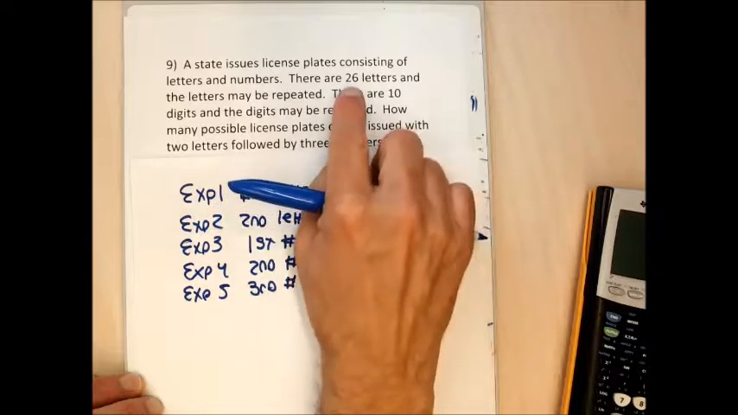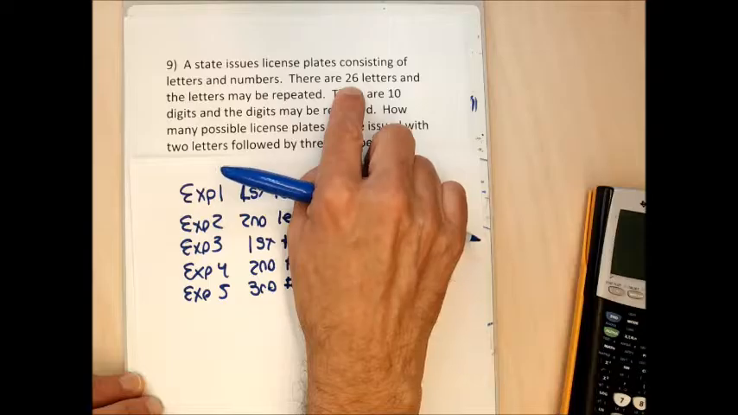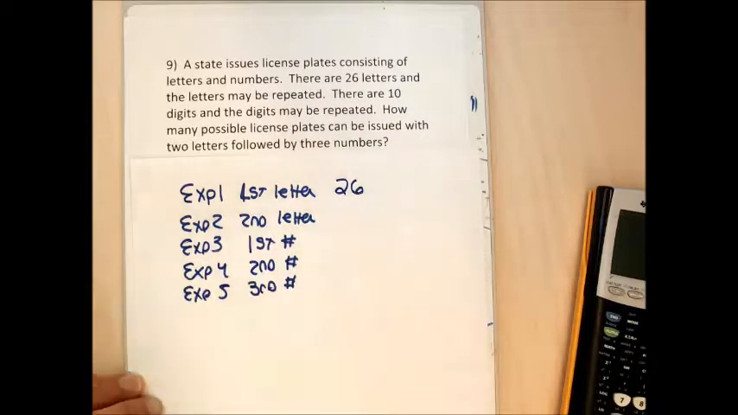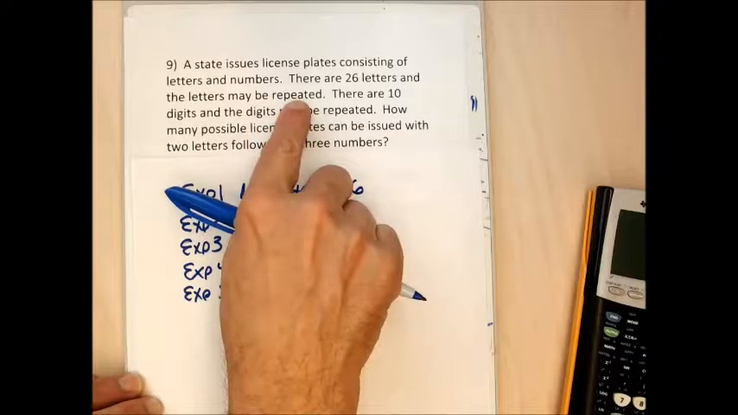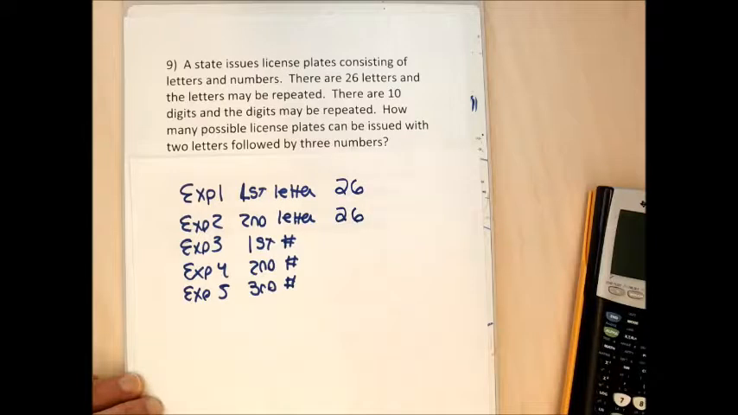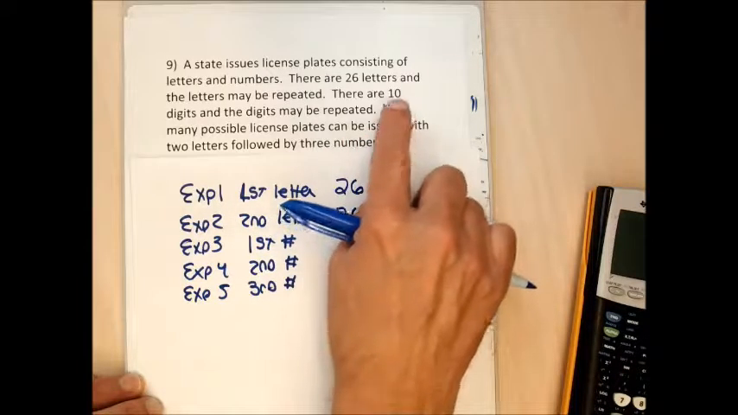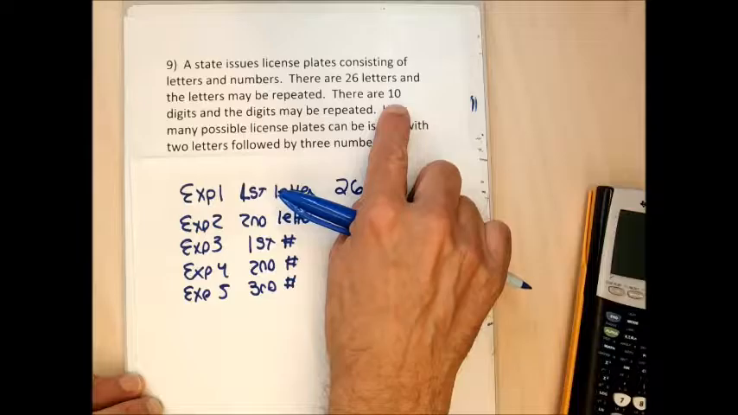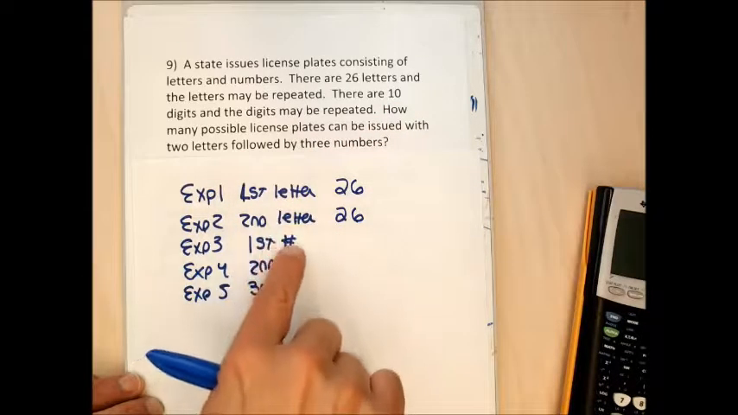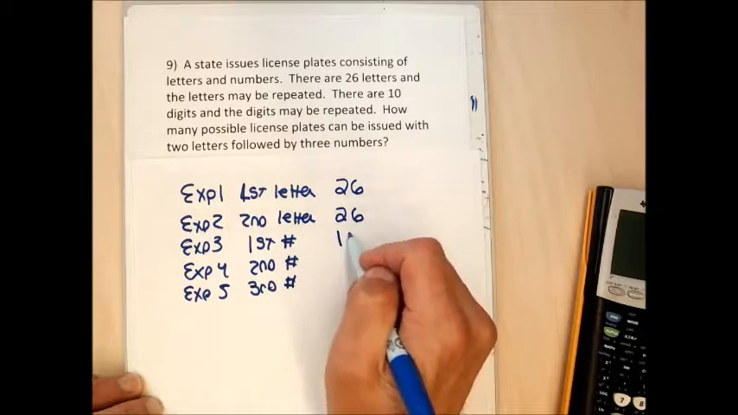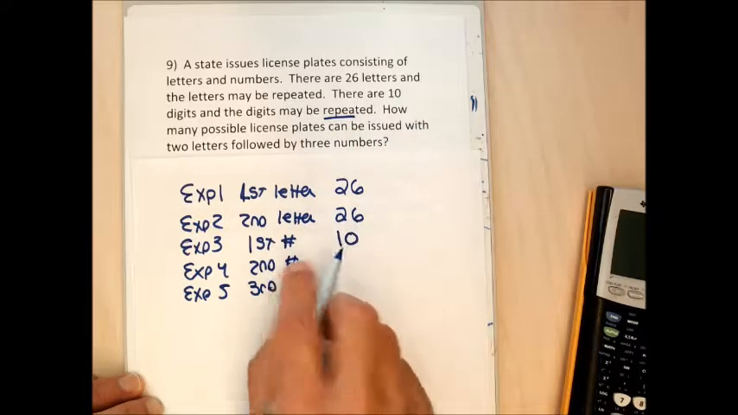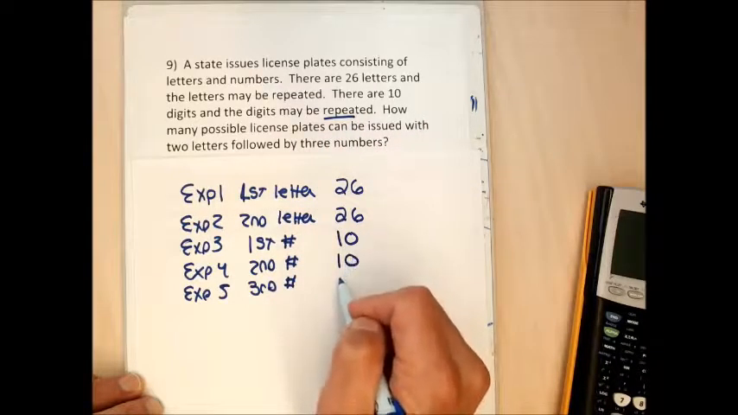So let's go to experiment 1. Well, there's 26 letters, and letters may be repeated. So for the first letter, I have 26 letters to choose from. Because letters can be repeated, for the second letter, I have 26 letters to choose from. There's 10 digits. The numbers 1 through 9 plus 0 gives me 10 digits. For the first number, I have all 10 digits to choose from. And because digits can be repeated, for the second digit, I still have all 10, and for the third, I have all 10.